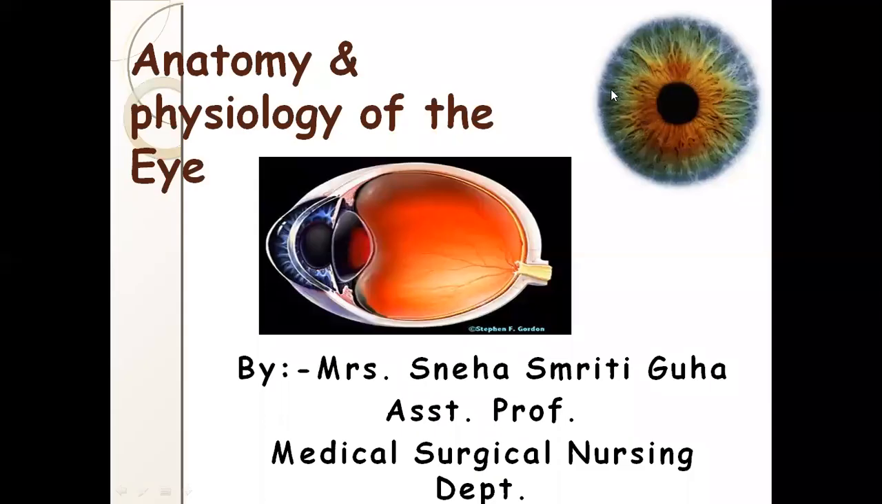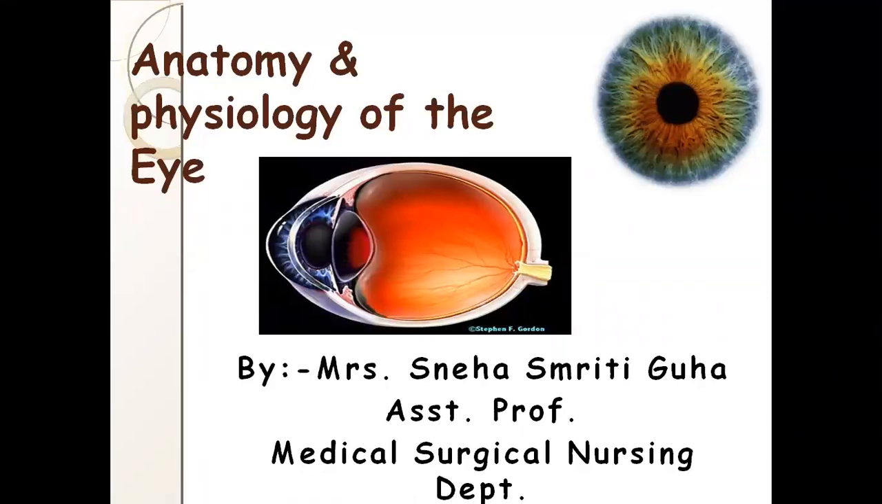Hello students, today we will start a new unit, that is eye disorders. Before starting the disease portion, we have to review the anatomy and physiology of the eye. As you have already studied the anatomy and physiology of the eye in first year, we will just review what all parts are there, how the muscles of the eye are affected when a person has a disease problem, and how the vision is affected and damaged.